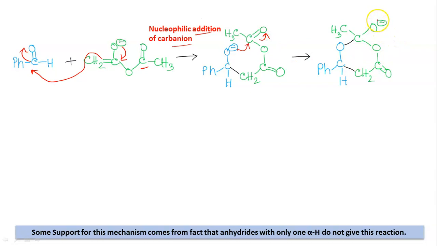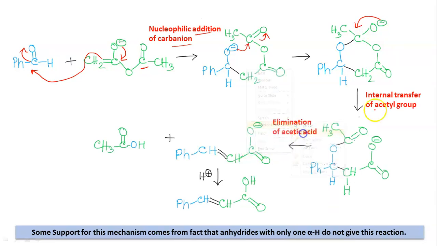Now if this negative charge is pushed back, what will happen? There will be internal transfer of the acetyl group. The acetyl group is COCH3. Here the COCH3 is attached to this green oxygen, which is the oxygen of the anhydride. But after this step, the COCH3 group is attached to this blue oxygen, which is the oxygen of the aromatic aldehyde. So this is the internal transfer of the acetyl group. And finally, this acetyl will be removed and this hydrogen will also be removed. So this C-H bond will be broken, there will be a C=C double bond, and this C=O double bond is also broken.